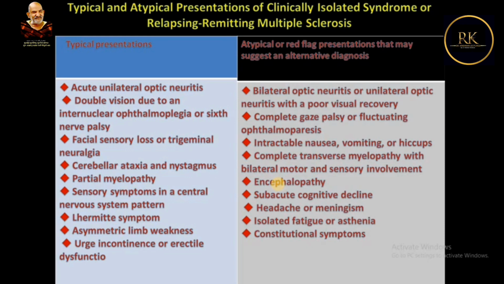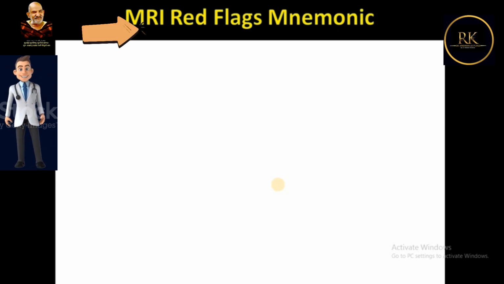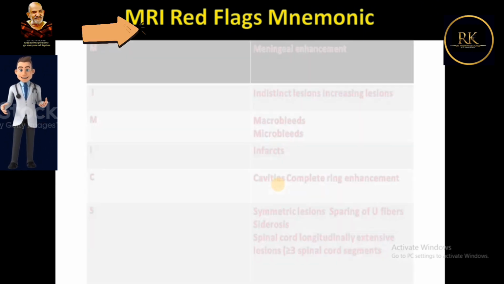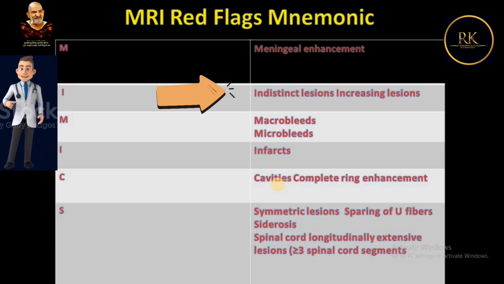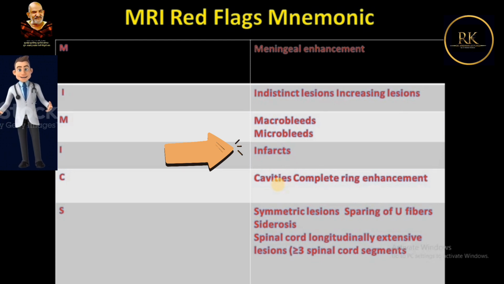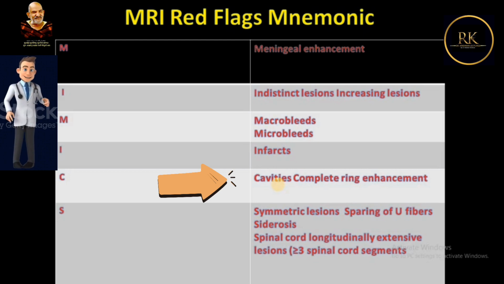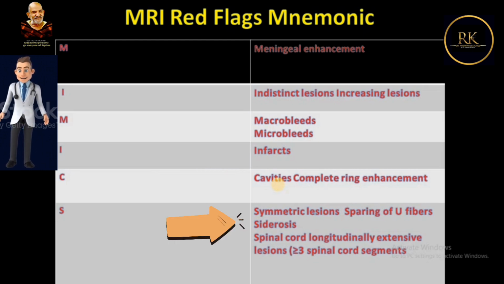Now the MRI red flag mnemonic is MIMICS: M stands for meningeal enhancement, I for indistinct lesions or increasing lesions, M for macro or micro bleeds, I for infarct, C for cavities as well as complete ring enhancement, S for symmetric lesions sparing U fibers, and spinal cord longitudinally extensive lesions greater than 3 spinal cord segments.